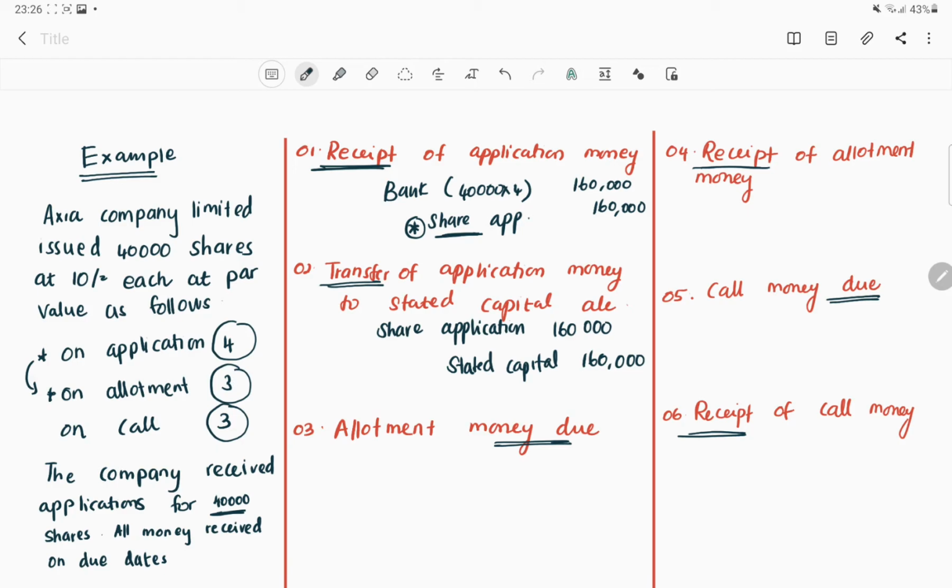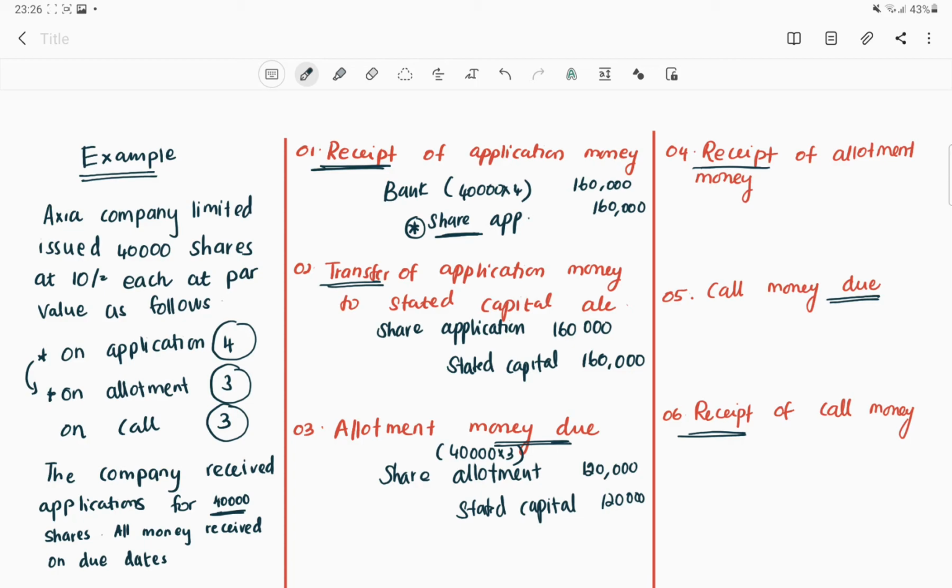Unlike the share application, first of all, we need to record the allotment due amount. So I'm going to debit the share allotment account, and that amount I'm going to credit to the stated capital account. The value would be 40,000 shares into 3 rupees, which is 120,000. So debit 120,000 to the share allotment account and credit 120,000 to the stated capital account.